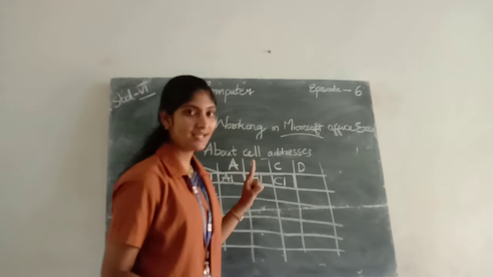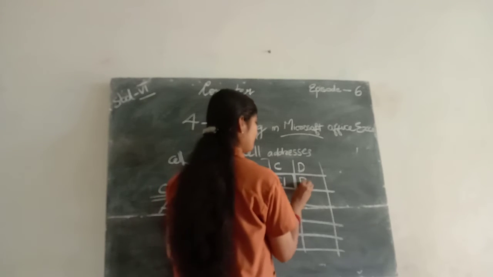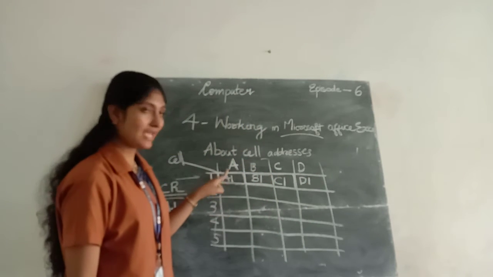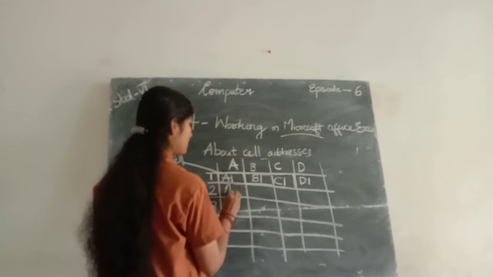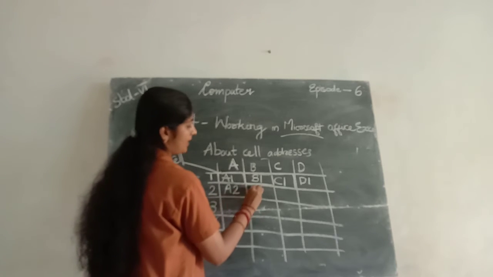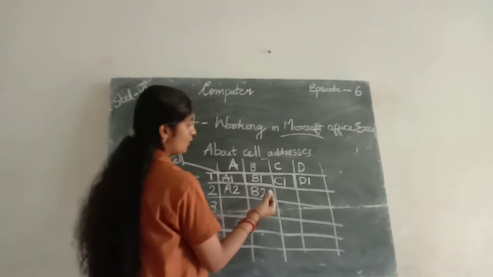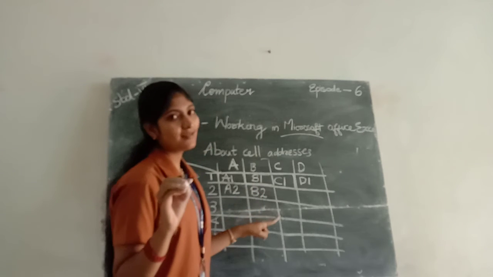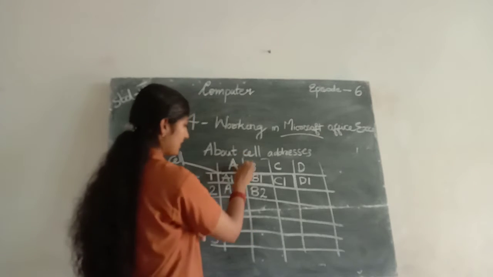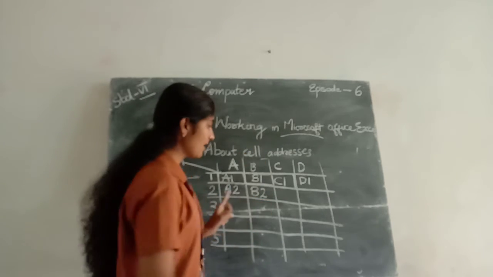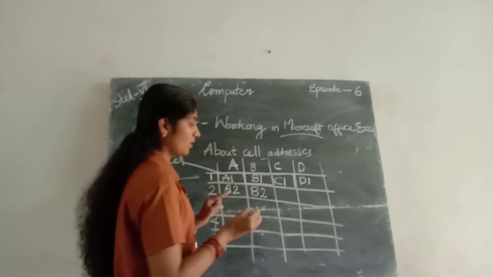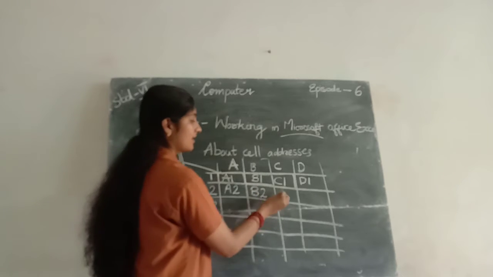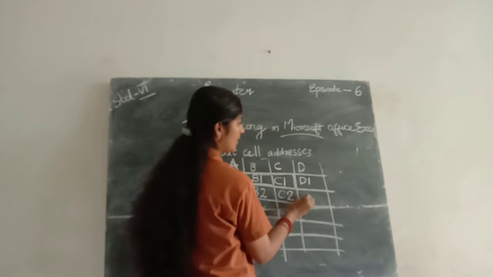Then next the column name is B, and the row name is 1. So what is the cell address? B1. Right. So what about this? A2. Next, write the column name and then write the row. Column means this vertical part, and the horizontal one is row. So first write column name, then row name. Then here C2, D2.